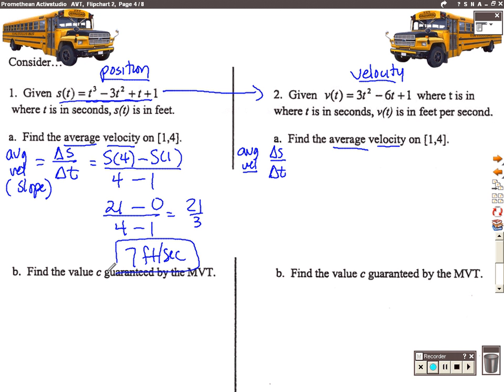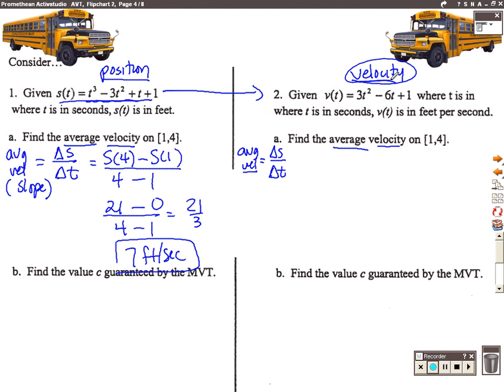Now, number 2, we're going to have to definitely think about some calculus here. We're trying to accomplish exactly the same thing over exactly the same interval, and as we said, average velocity is change in position over change in time.